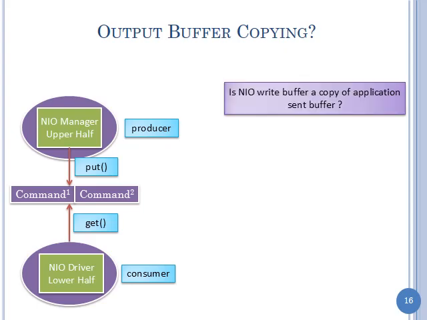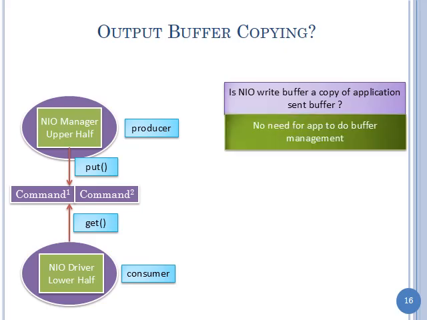So is the NIO write buffer a copy of the application send buffer? If we do that, there's no need for the app to do buffer management, but copy is inefficient. So by default, we'll not copy. And if the client really needs to use that buffer later, let it do the copy and pass us a copy.